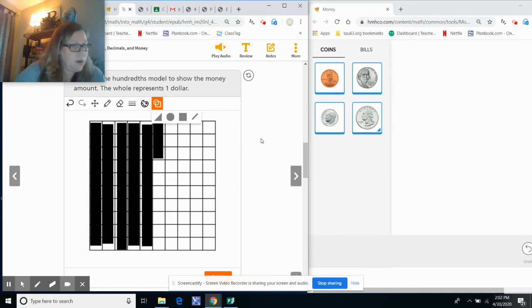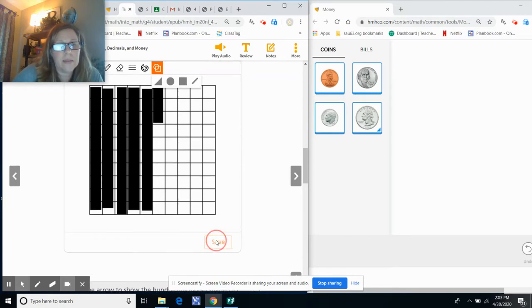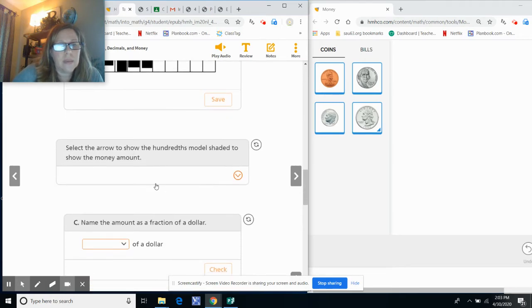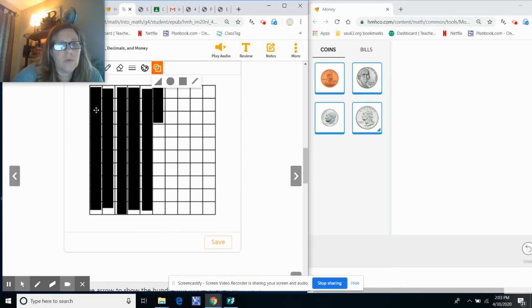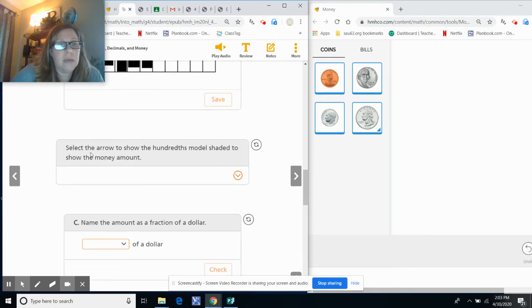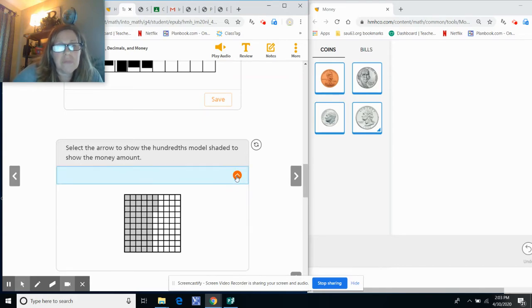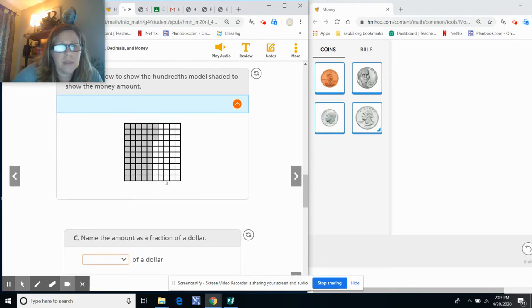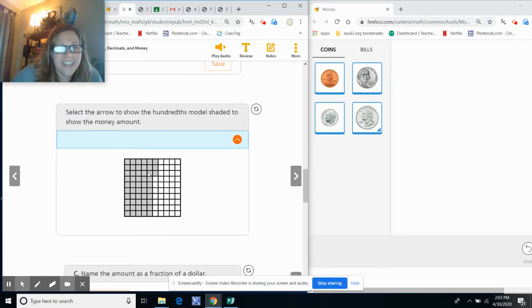So your model should look like this. All right. So 1, 2, 3, 4, 5, and 3. All right, so we've represented it on the hundreds model. Now let's take a peek. They want us to select the arrow to show the hundredths model shaded to show the money amount. Okay. Oh, so there we go. I knew the answer was here. So that's what it should look like.